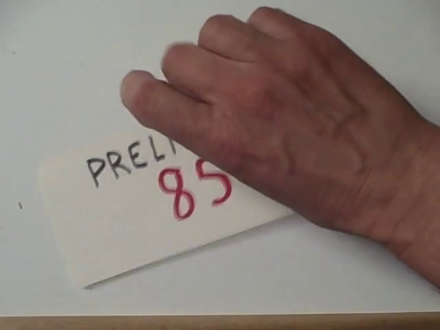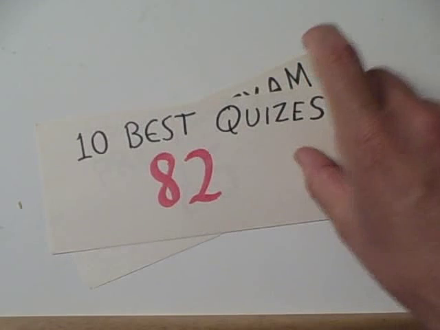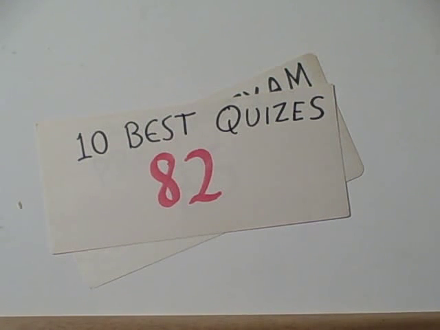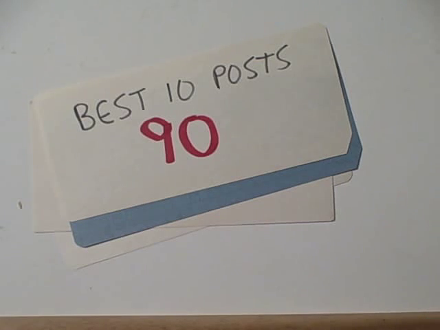So let's take a look and see what you might be doing in this kind of a situation. We begin the class with the preliminary exam. Suppose you got 85 on that. Each unit, you get a quiz. Suppose your 10 best quizzes added up to 82 points. Now, for most students, the most important thing in the class is your daily posting. Now, suppose you only made 43 posts. Your best 10 were all 9s. That would give you 90 points.